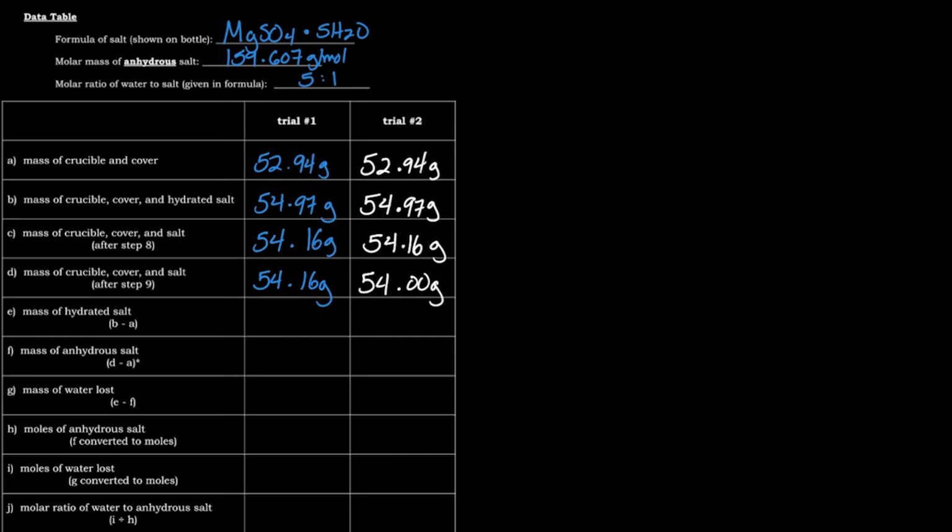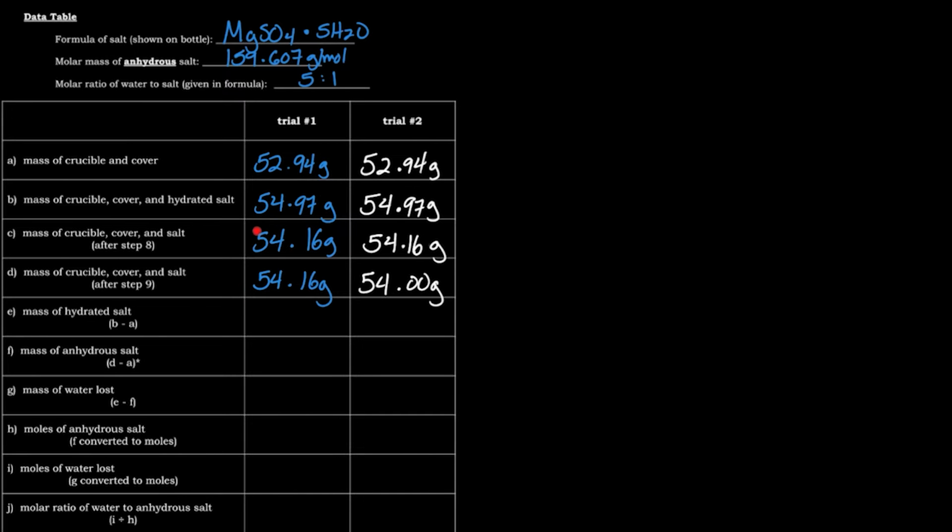Again, I have two trials worth of data here. You can see trial 1 on the left that I've shown in blue, and trial 2 on the right that I've shown in white. You might only have one trial worth of data for your lab, and that is okay. One trial is going to be enough to do the analysis.